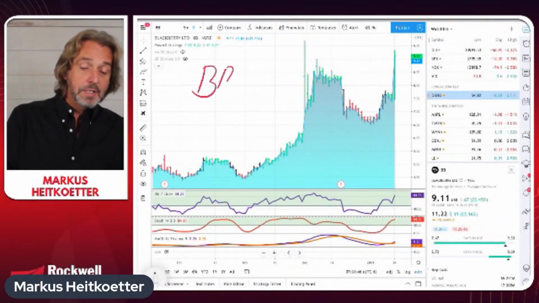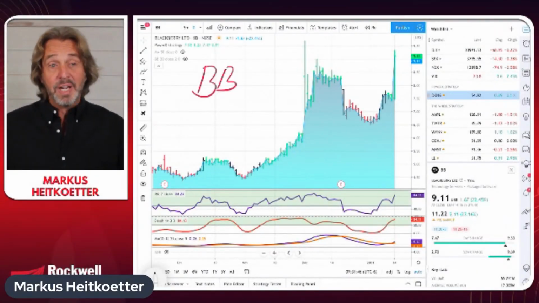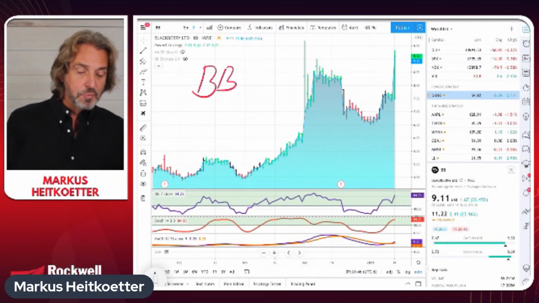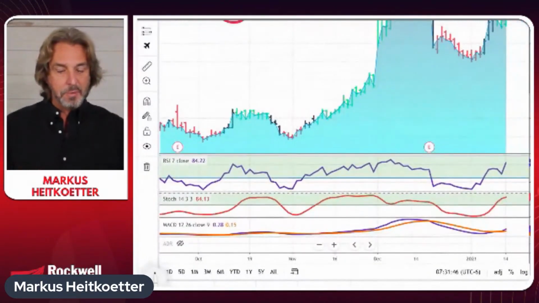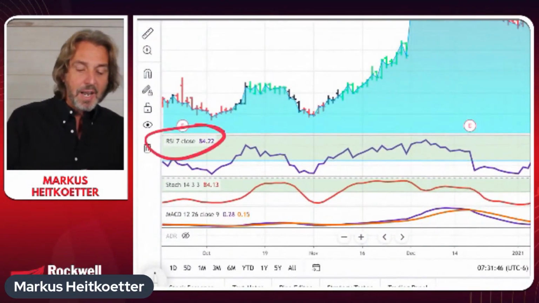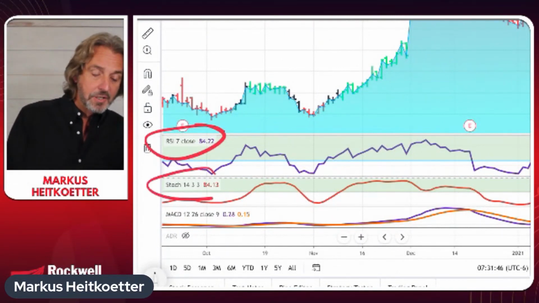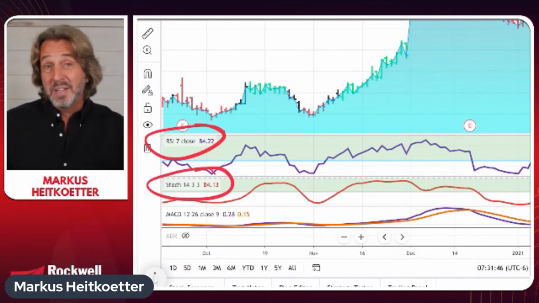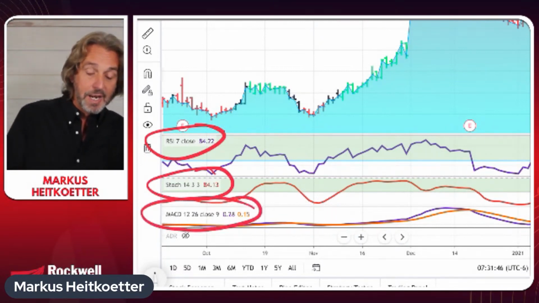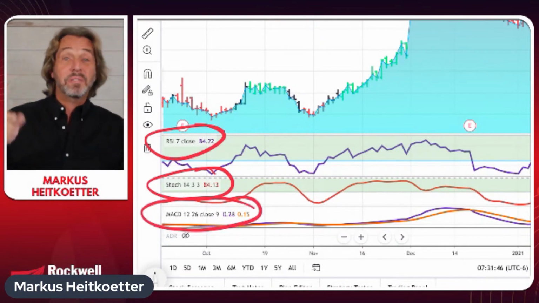This here is BlackBerry. Now, I look at 3 different indicators, and this is what you see here in the bottom. I'm just zooming in a little bit so that everybody can see this. So I like to look at the RSI, and I'm looking back over the past 7 days. I like to look at the stochastics using the standard parameters of 14, 3, and 3, and I like to look at the MACD.